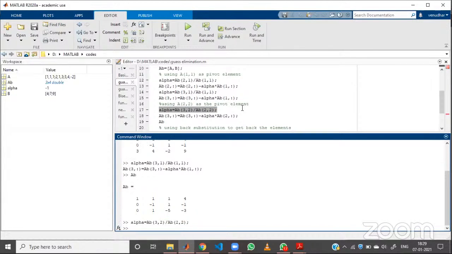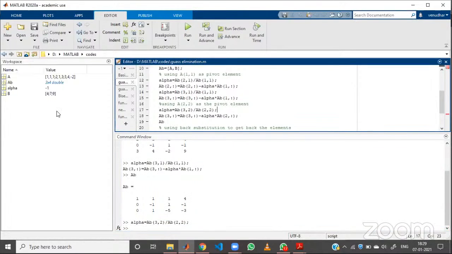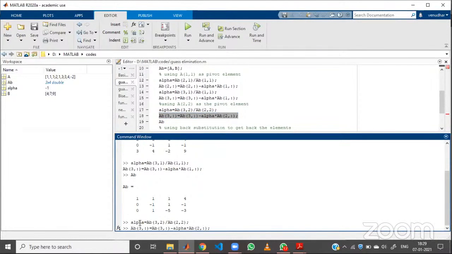The value of alpha will be this one. We have the new value of alpha, that is -1. Here we got the updated value of alpha, and now we want to make the 1 to be 0. How do we do that? By implementing this one. See, we got the element 1 to 0.